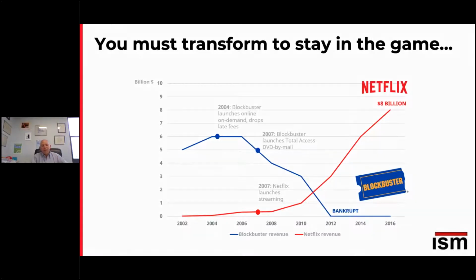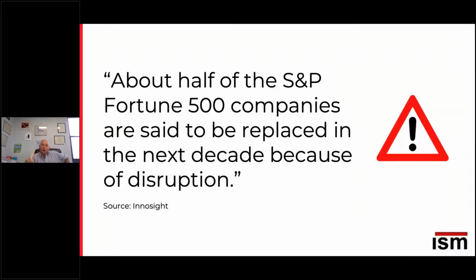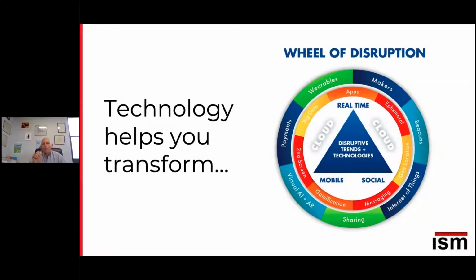Next slide, please. And that's why perhaps all of us should take notice when we get this type of a forecast, that about half of the Standard & Poor's Fortune 500 companies are said to be replaced in the next decade because of digital disruption. I mean, it's just something we should really think about. Now, the good news, next slide, is that technology can help you transform.